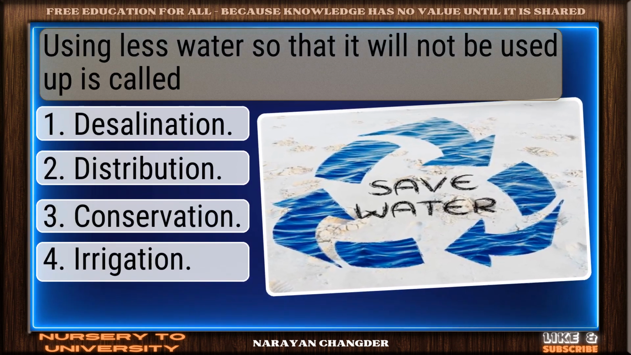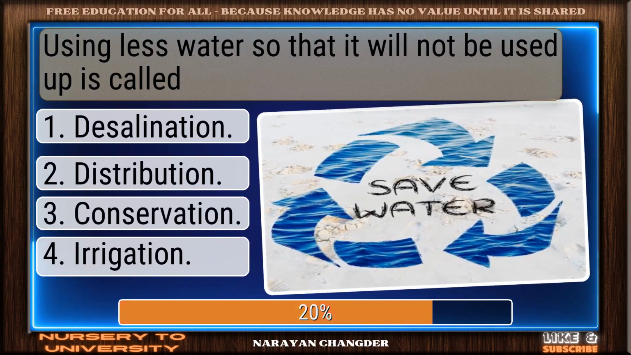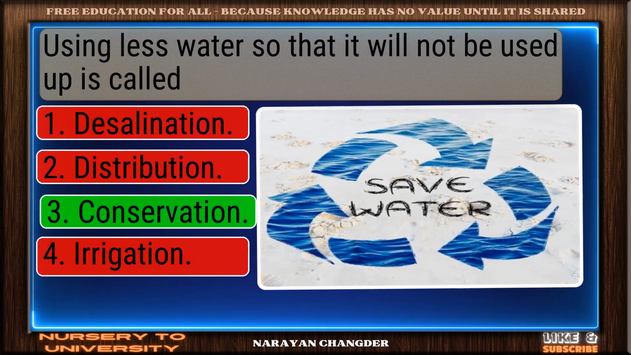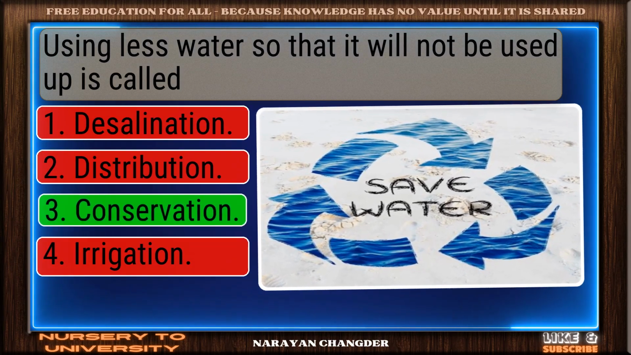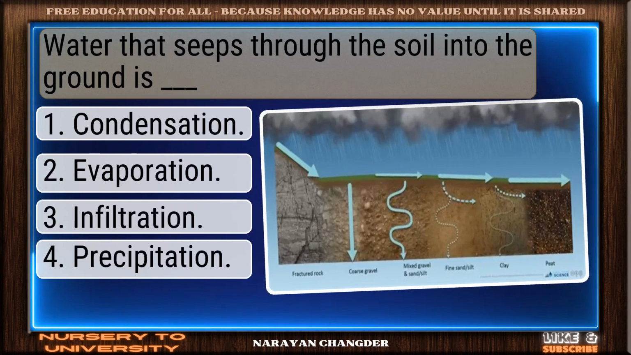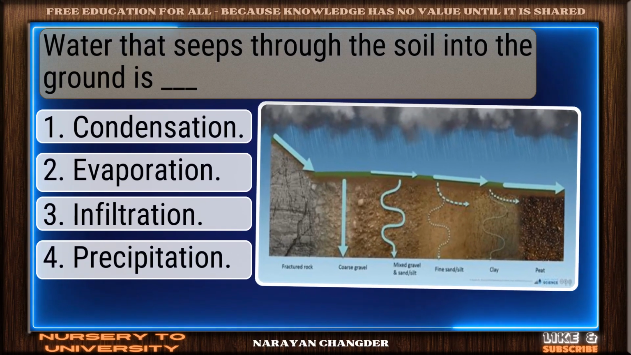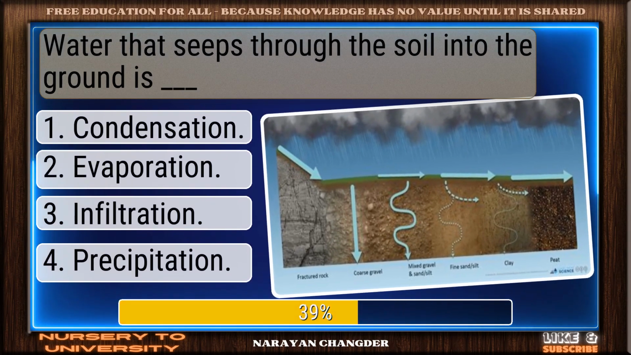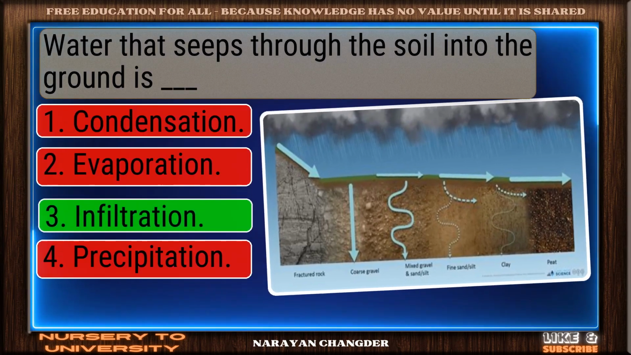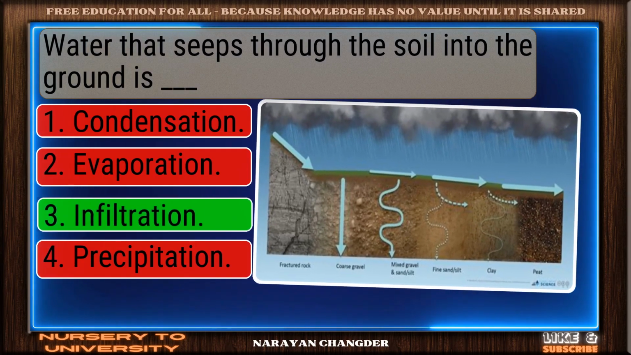Using less water so that it will not be used up is called. Well picked. Conservation is the correct answer. Water that seeps through the soil into the ground is dash. Correct. Infiltration is the right answer.